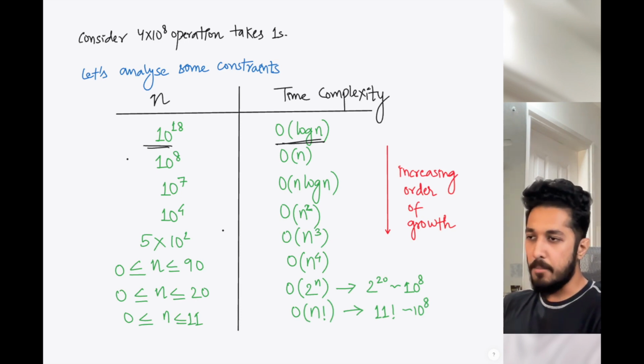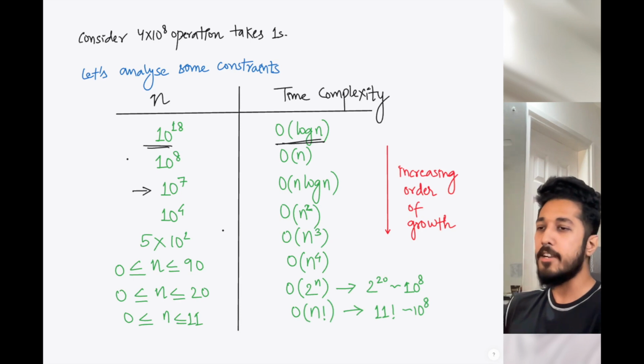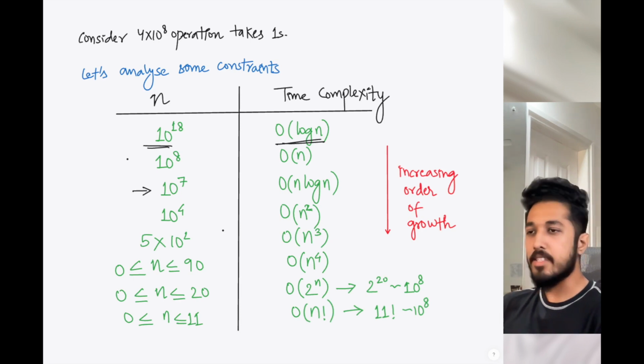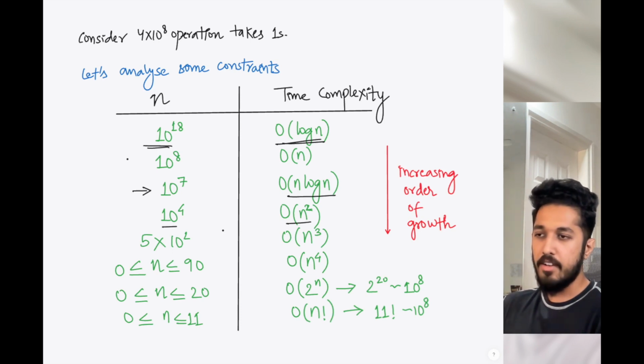So now let's jump on to, let's say, 10 to the power 7. If n is 10 to the power 7, then the time complexity that can be accepted is going to be big O of n log n. Similarly, for 10 to the power 4, it's going to be n square, as 10 to the power 4 into 10 to the power 4 will be 10 to the power 8, and it will be accepted in 1 second.